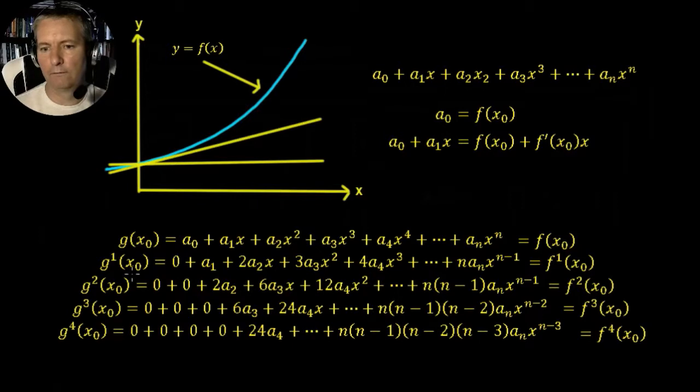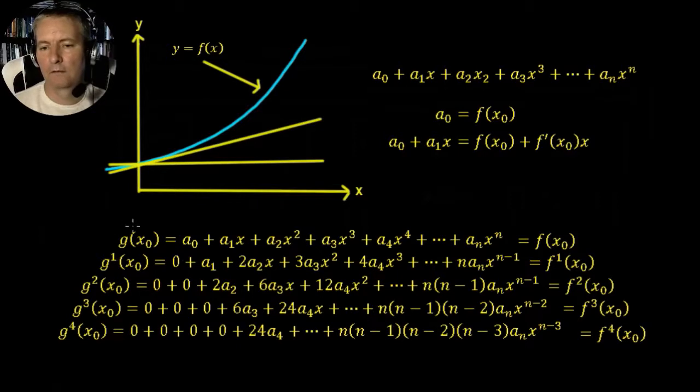We differentiate once, and we can say the g derived of x0 is equal to, well, all these other terms disappear because they've got an x in them. We're just going to be left with a1. So g1 at x0 is just equal to a1, which is f1 at x0. So f1 just means the first derivative. So again, that's excellent as well.